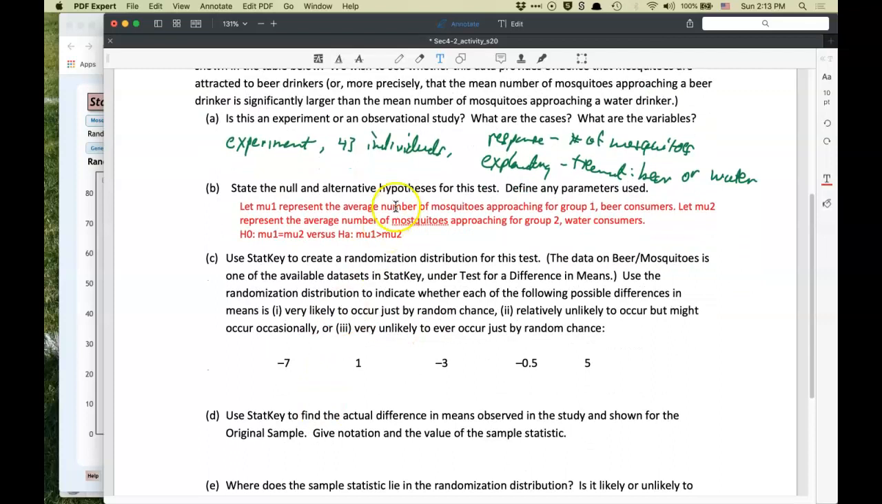Okay. So now we're going to use StatKey to create a randomization distribution for this test. We'll do 1,000 of these first. I'll show you the basic idea, and then we'll assess these particular possible outcomes.